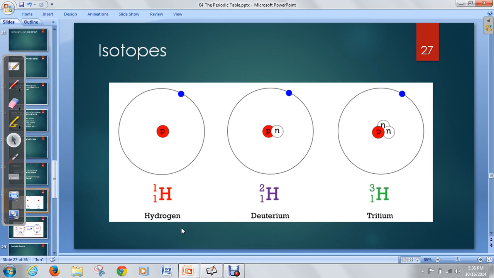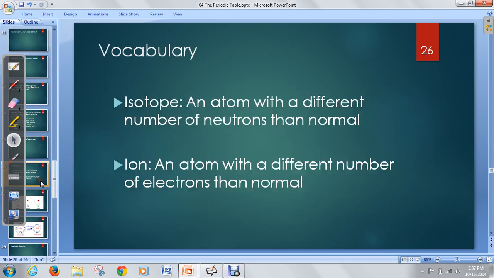If you look at your periodic table, you know how you have the average atomic mass? That's because atoms can have different numbers of neutrons. So they can have an average number, and the average is going to be closest to the number that's most common. If you look at the atomic mass of hydrogen, you'll notice it's closest to 1. Most hydrogen atoms only have a proton, no neutrons, but that doesn't mean it can't have one or two neutrons. So every element can have isotopes, or different numbers of neutrons in the atom.